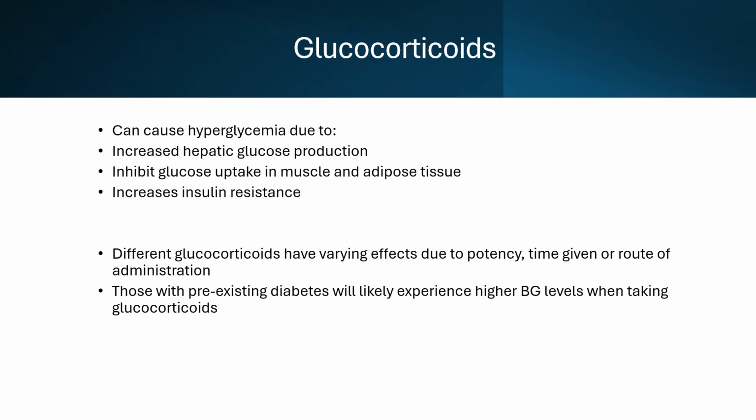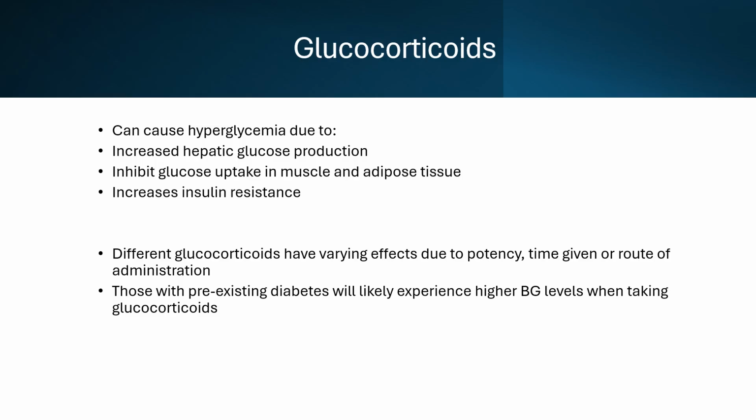So it's common knowledge that glucocorticoids can cause hyperglycemia because of three things that happen when you take a steroid. It increases the amount of glucose production from the liver, and it prevents glucose from being uptaken in the muscles and adipose tissue, which is where it's supposed to go, and it increases insulin resistance.